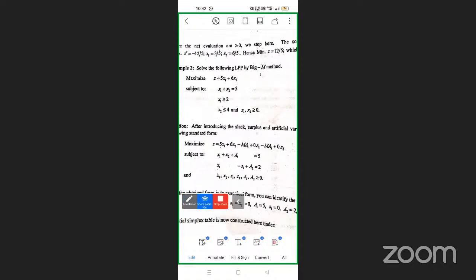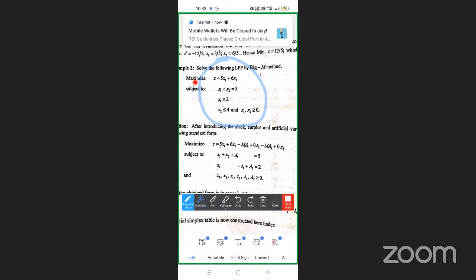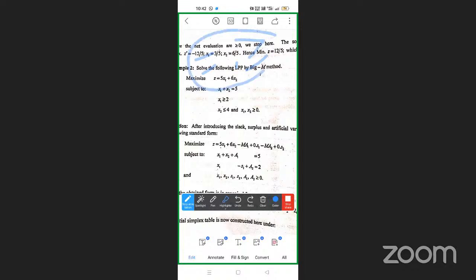For the big M method, the given objective function is already a maximization, so there is no need to convert or multiply by minus. Next, there is the equals case and the greater than or equal to case. In these two cases, we add artificial variables.